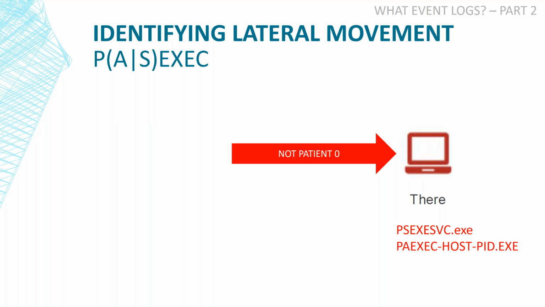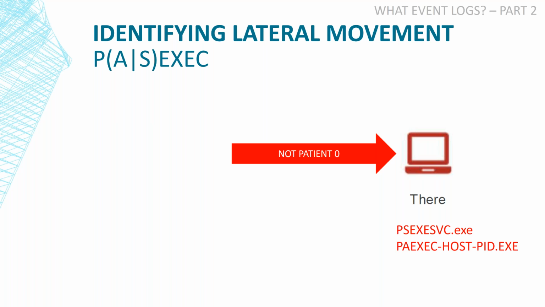But the key takeaway that I want you to get from this slide is if you are doing incident response or system analysis and you come across the artifacts PSExec or PAExec or any other remnants of remote attacker activity, you are not looking at patient zero. That is the biggest point I want everyone to say. I'm going to say it again. If you find evidence of remote attacker execution, remote lateral movement, you are not looking at patient zero.